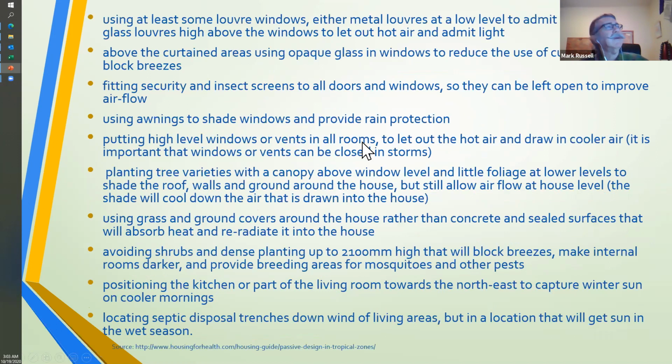Usually some louver windows, insect screens. Naturally, if you're going to have your windows open, you have to make sure you don't have the bugs coming in. Using awnings, putting high-level windows or vents in all rooms.